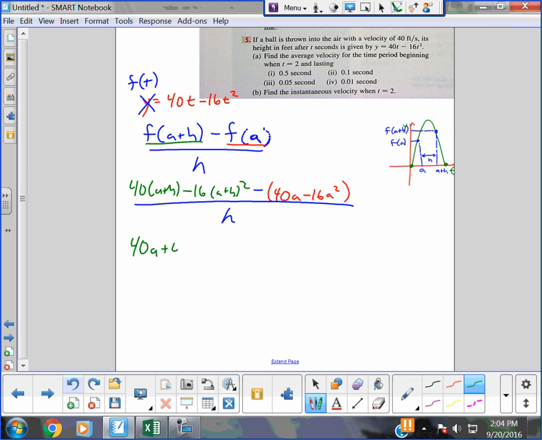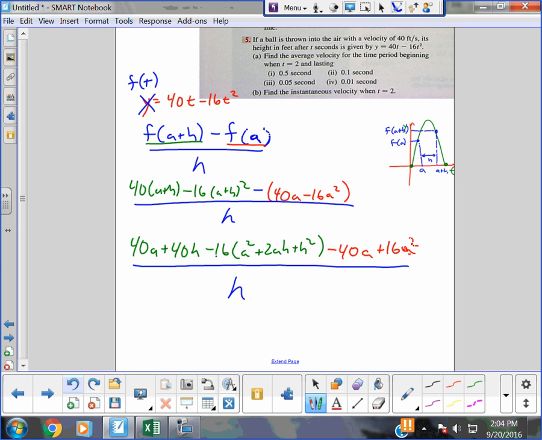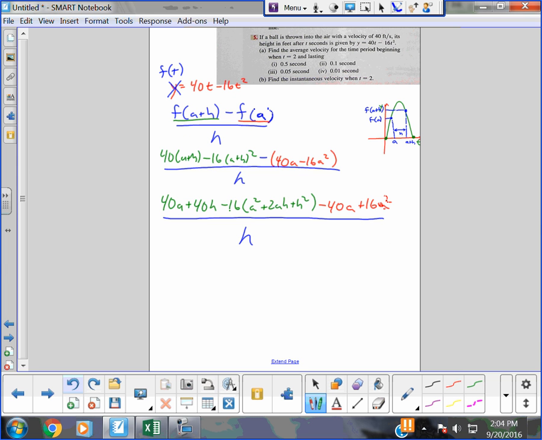All right, I'm pretty good at this. I also realize at this point everything that doesn't have an h is going to cancel. If it doesn't, I've made a math mistake. And I'm going to distribute this negative 16 second. I'm going to distribute this negative 48 plus 16a squared, all over h. Because we're learning, I'm going to write it out. I probably would cheat if this was not new to us.